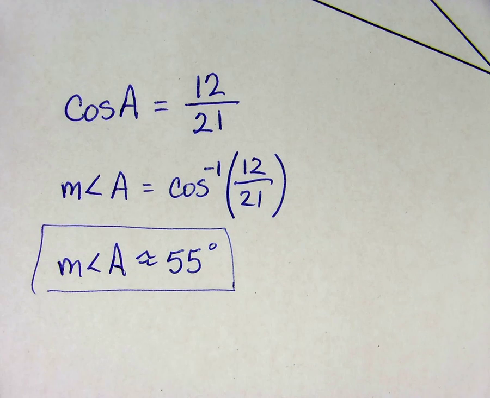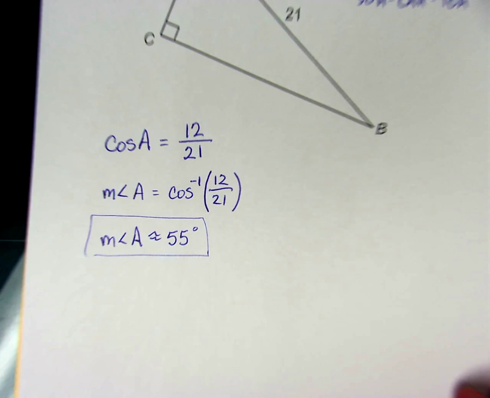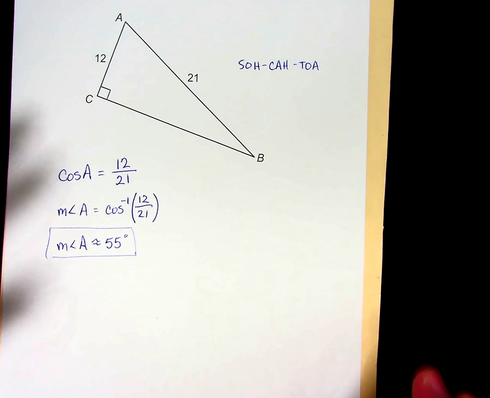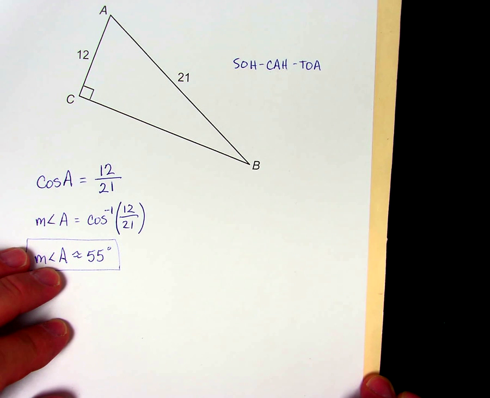Now, you want to pay attention to your directions. Sometimes they'll say to the nearest degree. Other times they'll say to the nearest tenth of a degree. Now, in this particular triangle, we're not done yet. We need to find the measure of angle B.